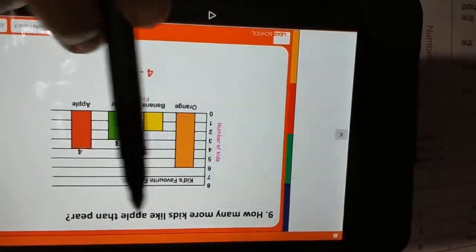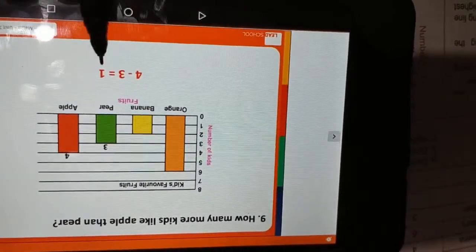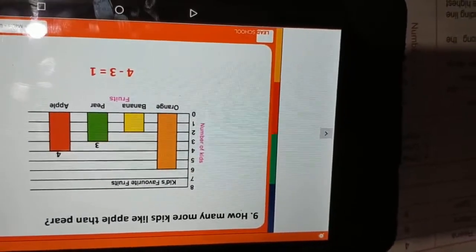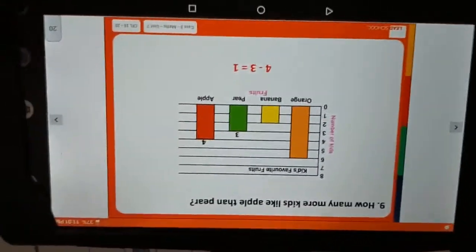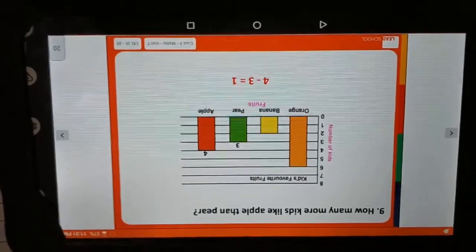How many more kids like apple than pear? 4 minus 3. The answer is 1. Got it? So like that you have to give the answers. Okay everyone? Now look at this, students.